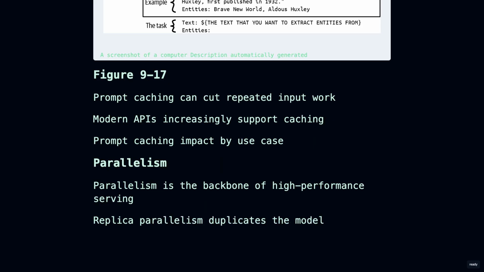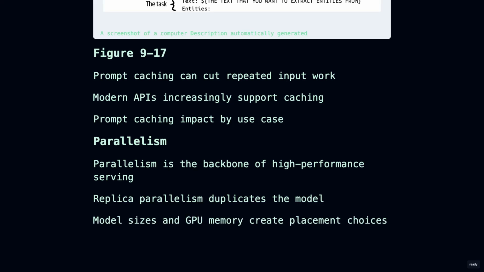Replica parallelism is the simplest approach. Make multiple copies of the model and spread requests across them. The trade-off is easy to see. More replicas improve capacity, but they also consume more hardware. In practice, you have to match model sizes to available GPU memory. That turns serving into a packing problem. Which models fit where, and how many replicas of each should you place?